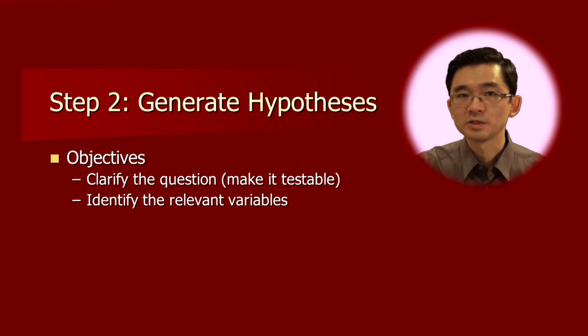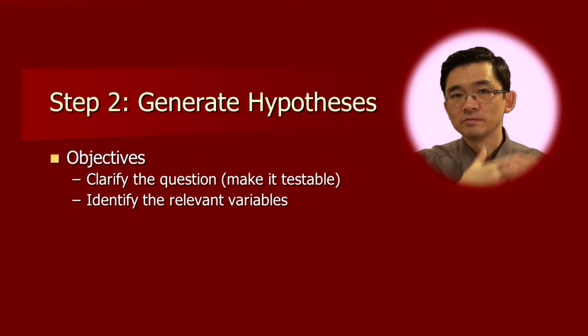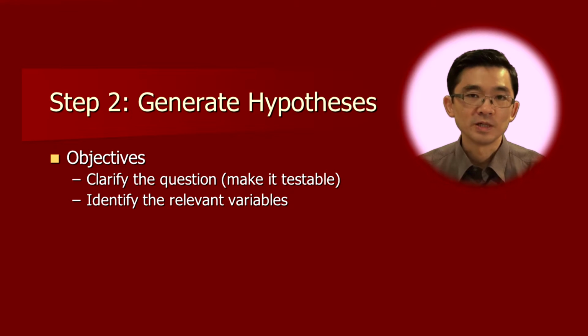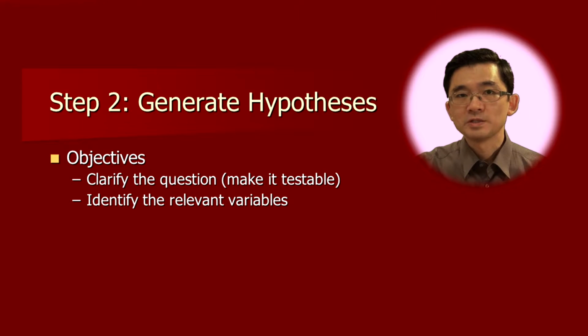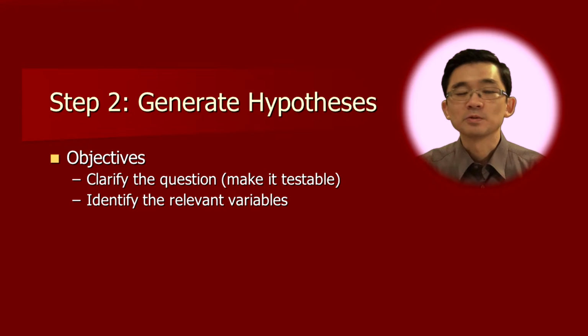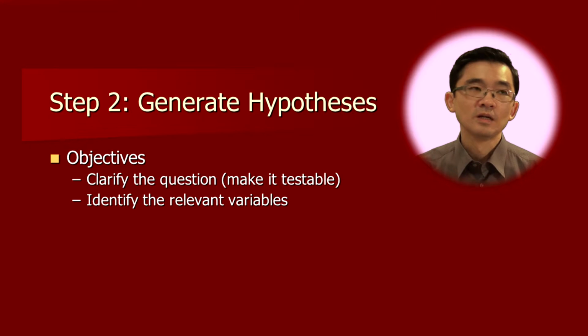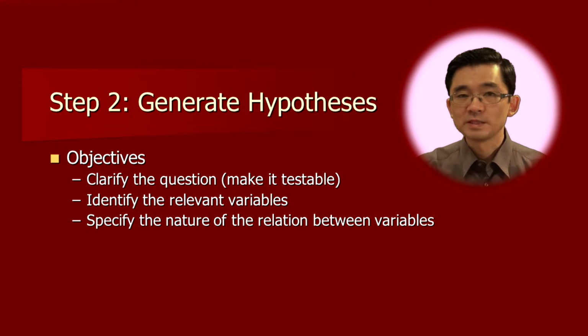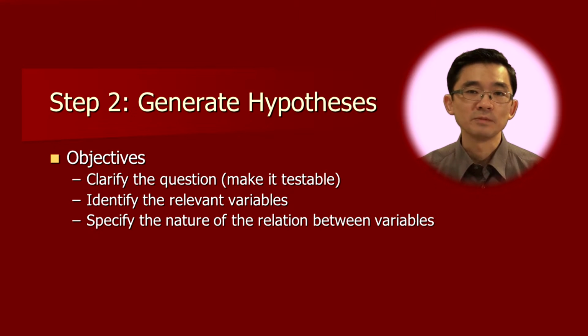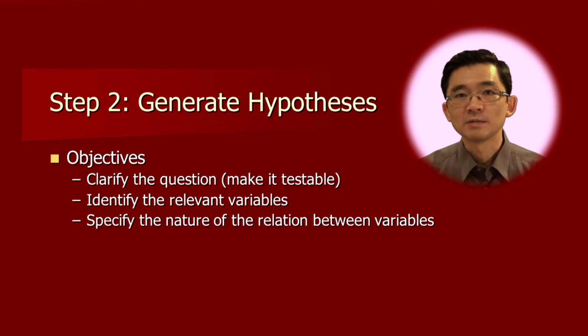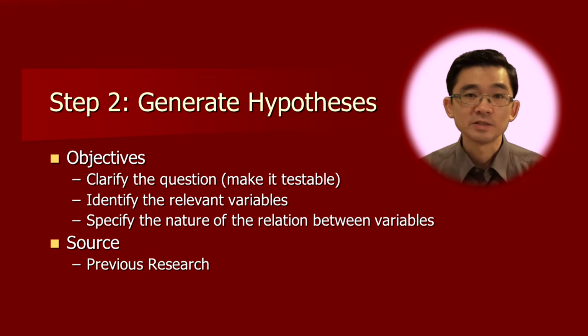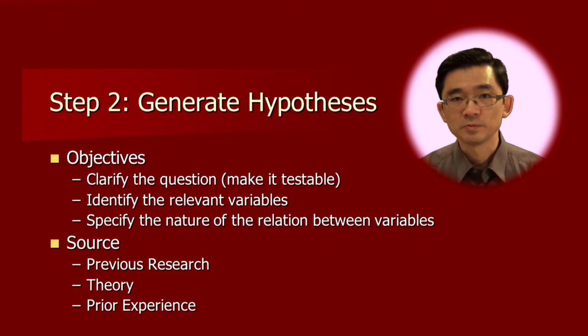So we need to measure the level of video games that they play. We need to measure the level of aggression. So for the other question about Facebook use and happiness, we need to measure the level of Facebook use, and we need to measure the level of happiness. So we have to specify the nature of the relationship between these variables. And we might be basing our hypothesis on prior research or other theoretical frameworks.